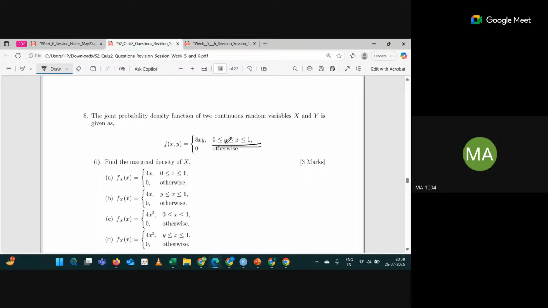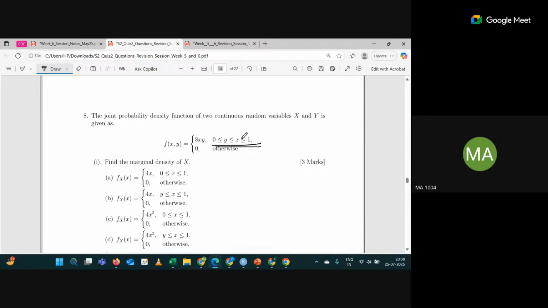And first of all, what will be the limit of y here? It should be from 0 to x. Why not 0 to 1? Because there is a condition that y is less than or equal to x, and x is less than or equal to 1. That's the good approach, the correct approach.